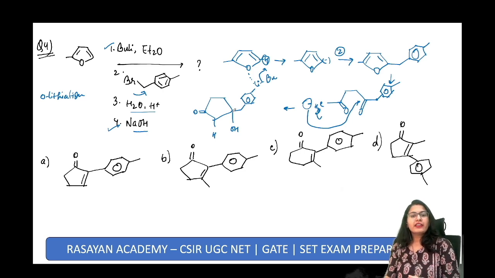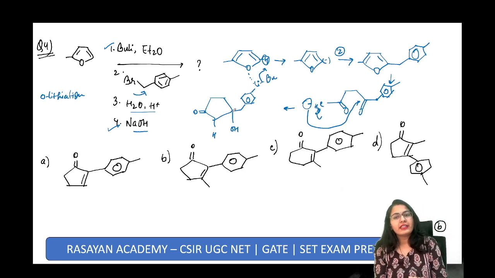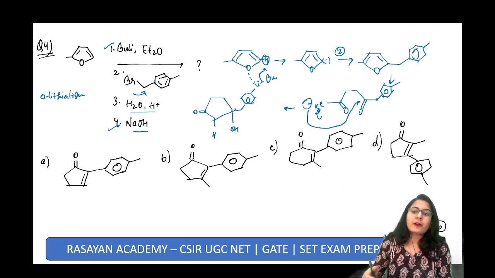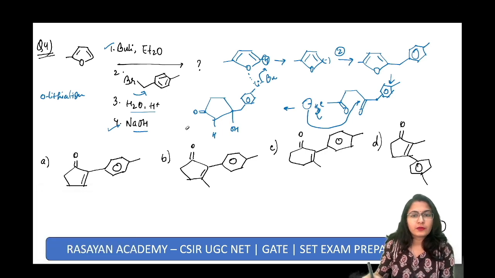So do we have any option where you see the carbonyl and this aromatic compound is on the 1 and 3 position? After elimination, it is going to give you this kind of a system. Yes, have I written correctly? Yes, I have. All right.